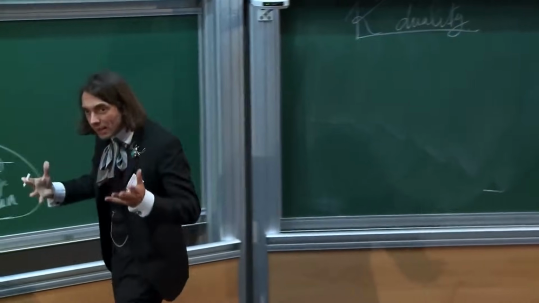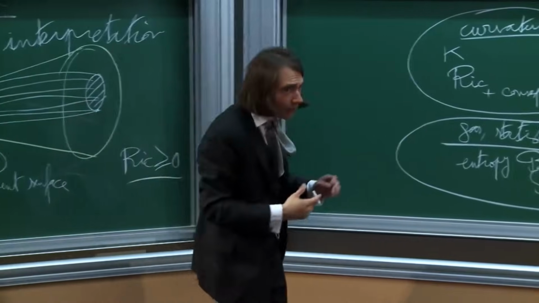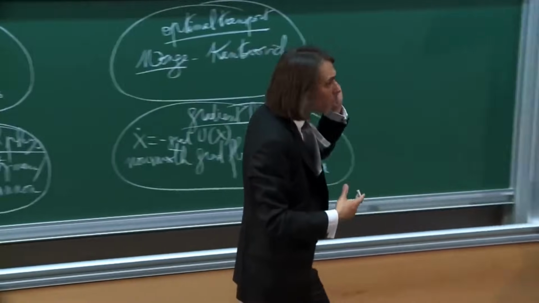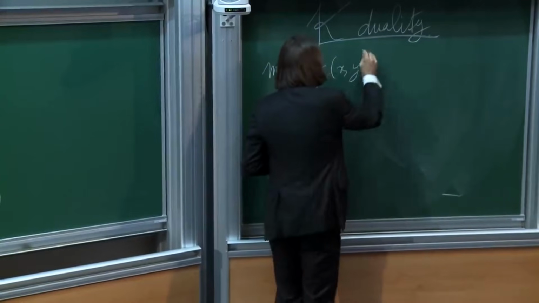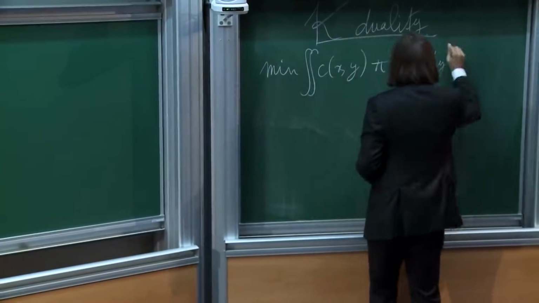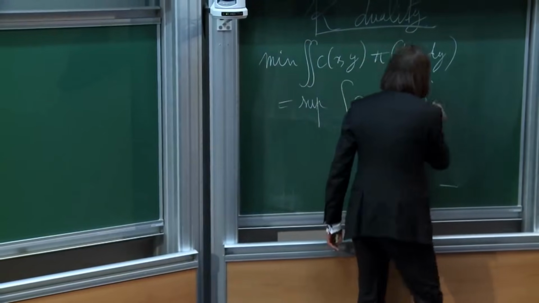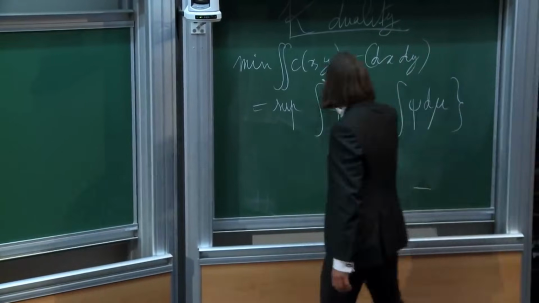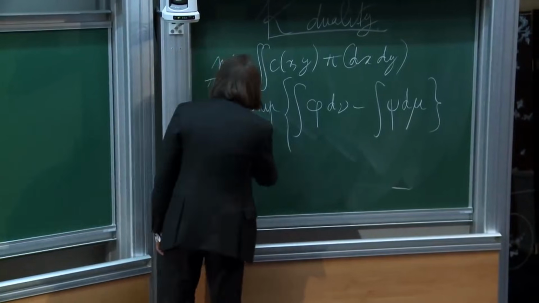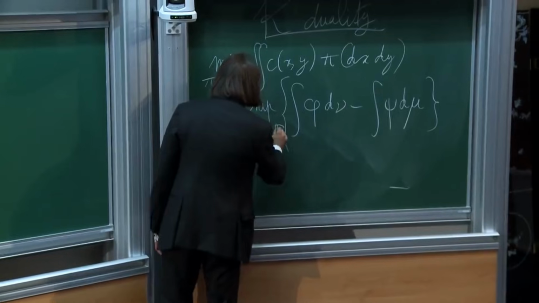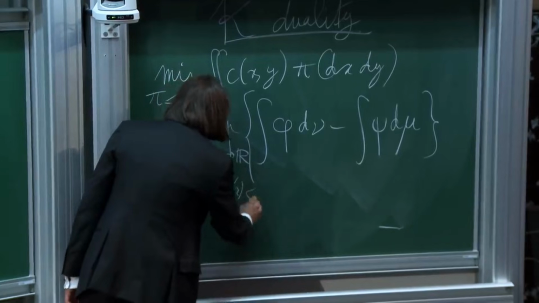It will not tell you what the optimizer is, but it will tell you that if an optimizer exists, any optimizer satisfies a certain property and can be re-expressed in terms of optimal prices. So the minimum of the double integral of c(x,y) dπ(x,y) is equal to the supremum of the integral of φ dν minus the integral of ψ dμ, where π has marginals μ and ν, and φ, ψ are real valued functions such that φ(y) minus ψ(x) is always bounded above by c(x,y).